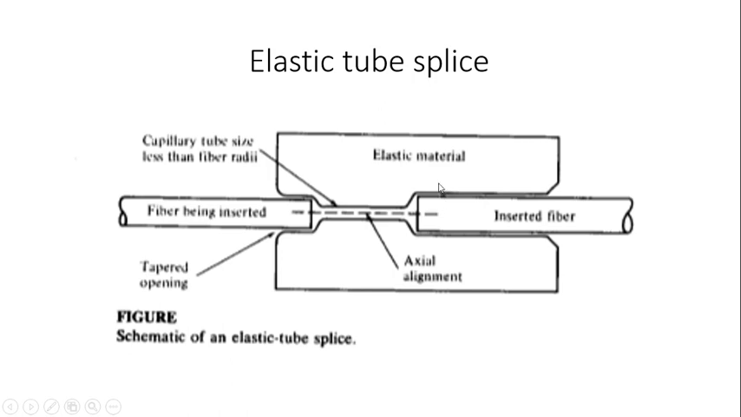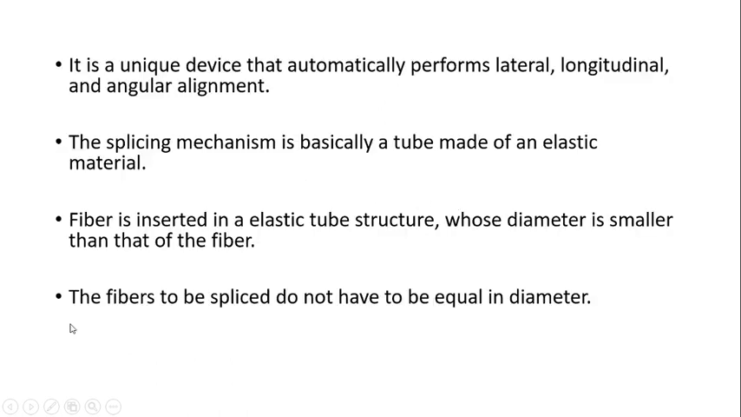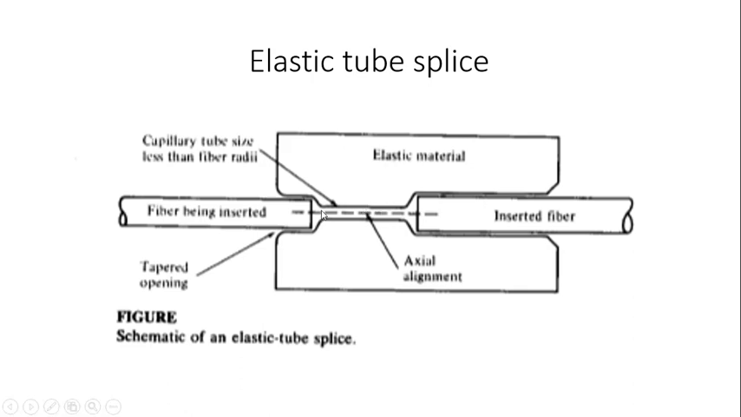In this type, the elastic tube splice provides a convenient and rapid method for permanent or semi-permanent connections. So one major thing you need to observe is that the diameter will be different for the inserted fiber and the fiber being inserted. In this we have two types. So this is the explanation. It will automatically align lateral, axial as well as longitudinal alignment in the elastic tube splice.